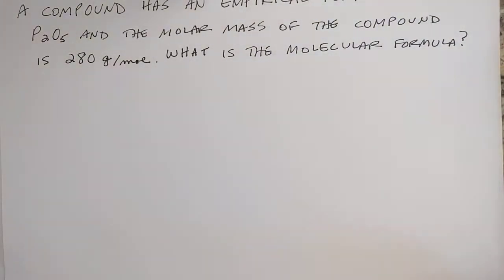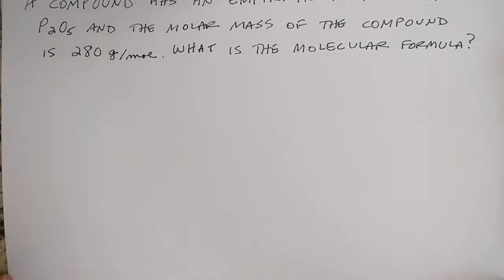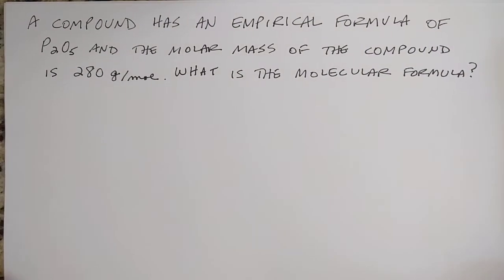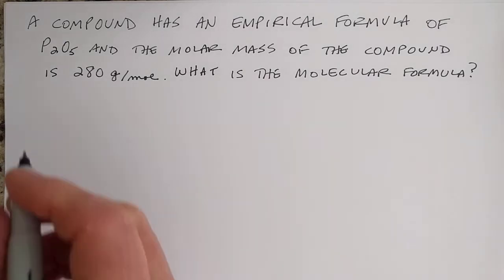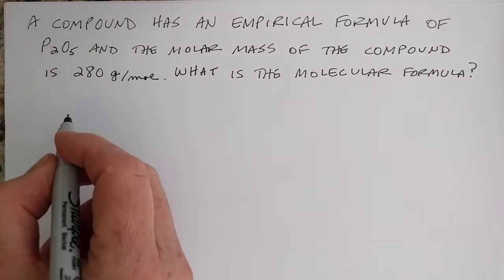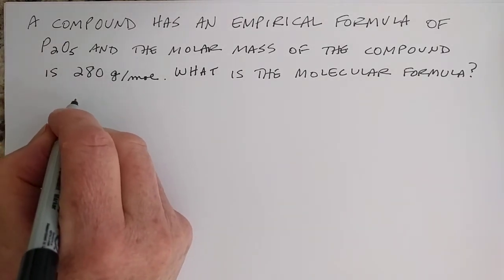Okay, here we have a compound with an empirical formula of P2O5, and the molar mass of the compound is 280 grams per mole. What is the molecular formula? So we do the same process. Now we're just given grams per mole, but it really doesn't matter if we have grams per mole or atomic mass units. Okay, let's get the molar mass of our empirical formula.